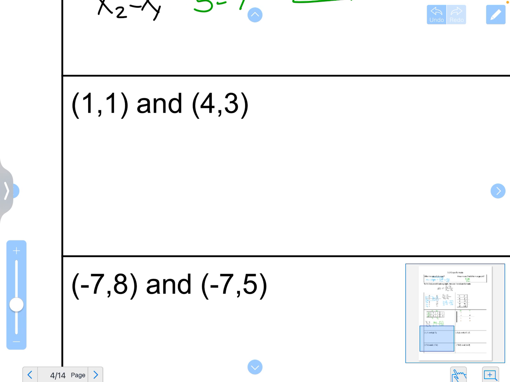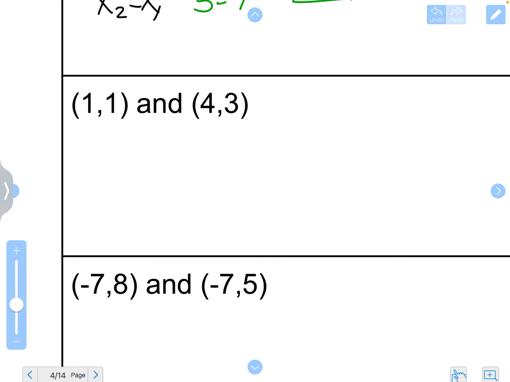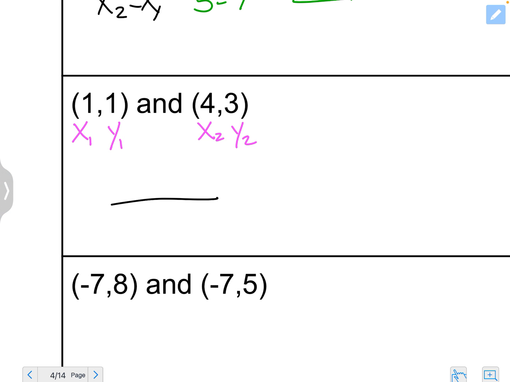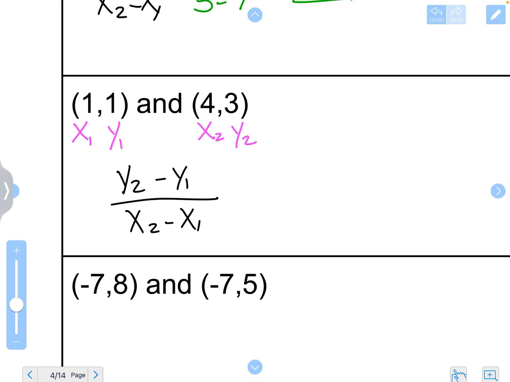All right, so occasionally we see them give us points instead of something on the table. So we've got to remember that our x always comes first, followed by our y when they give us a point. So the first point is going to be x1, y1. Our second point is going to be x2, y2. So we've got our formula, which is y2 minus y1 over x2 minus x1. So our y2 that we have labeled is 3.